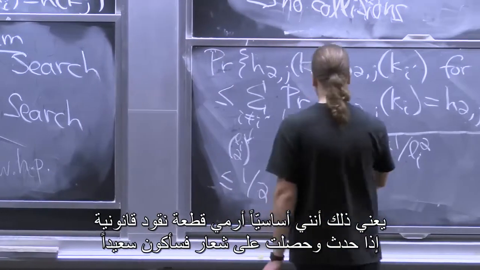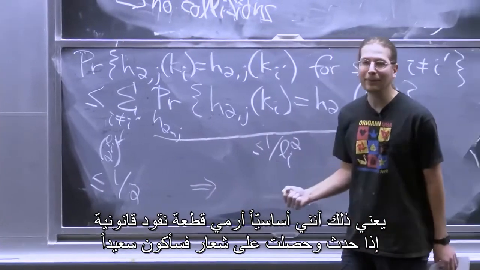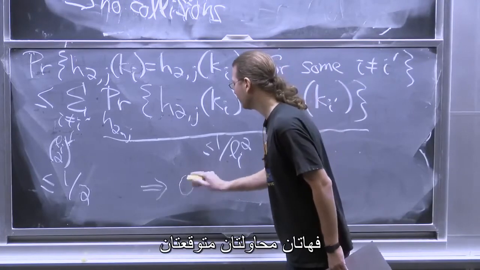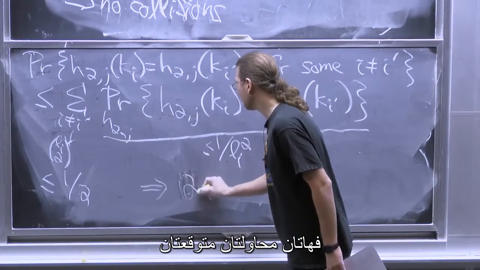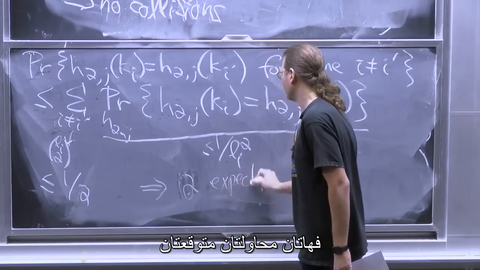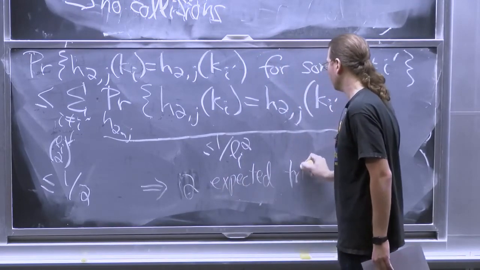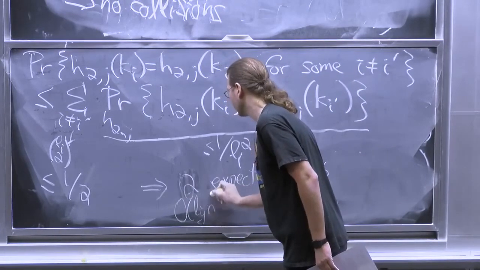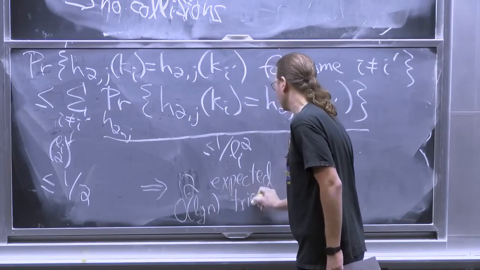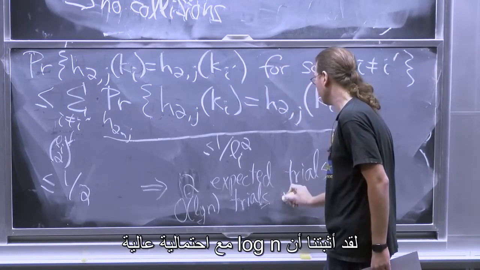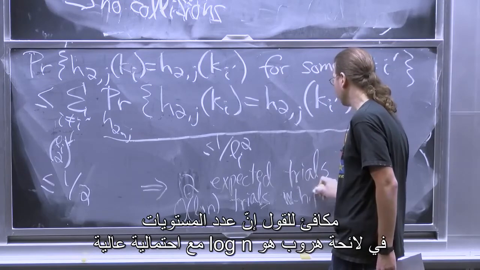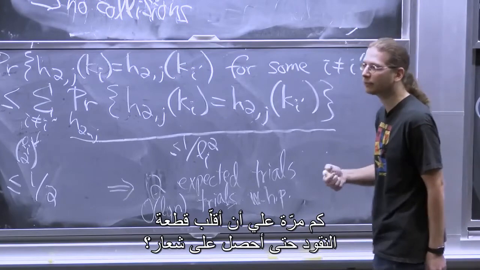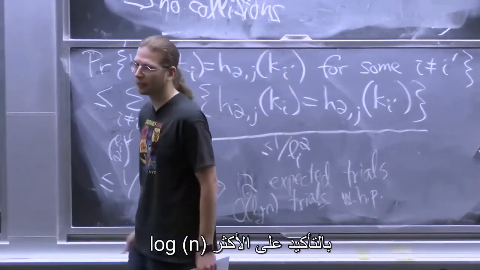So that means I'm basically flipping a fair coin. If I ever get a heads, I'm happy. Each time I get a tails, I have to reflip. Should sound familiar from last time. So this is 2 expected trials, or log n with high probability. We proved log n with high probability. That's the same as saying the number of levels in a skip list is log n with high probability. How many times do I have to flip a coin before I get a heads? Definitely at most log n.